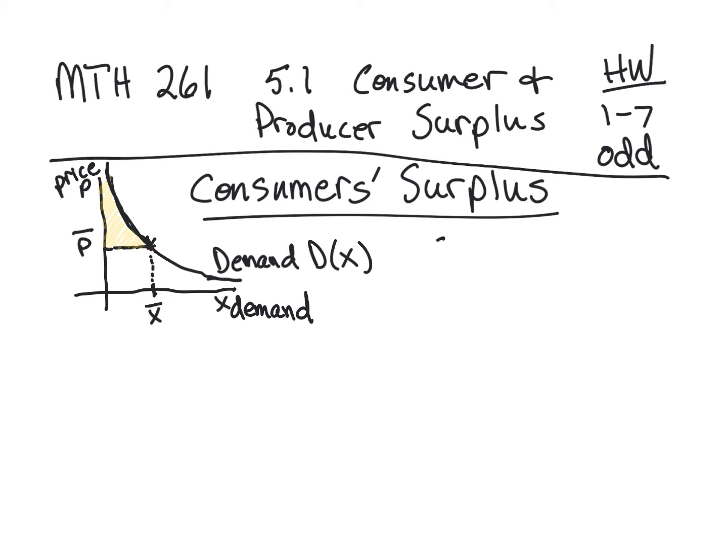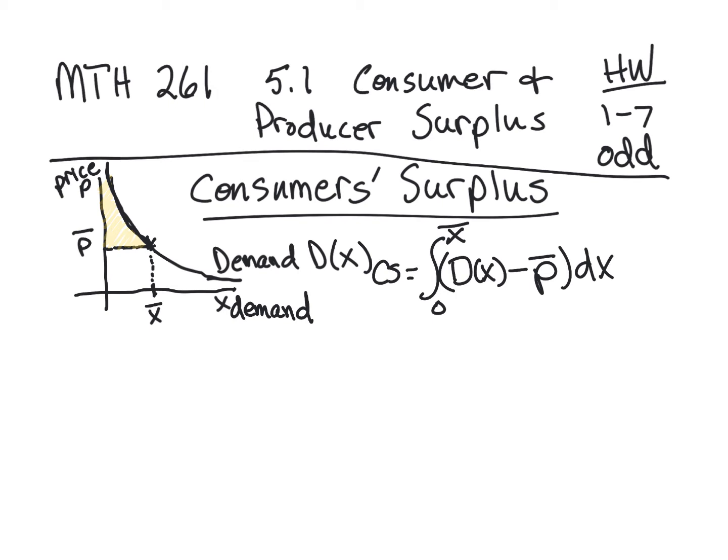It's the area, or the integral, from 0 to x bar, because that's your limits on your x-axis. And the top curve is the demand function, and the bottom curve is P bar. When you're finding the area between two curves, you always do top minus bottom. And that's very simple, and that's consumer surplus.